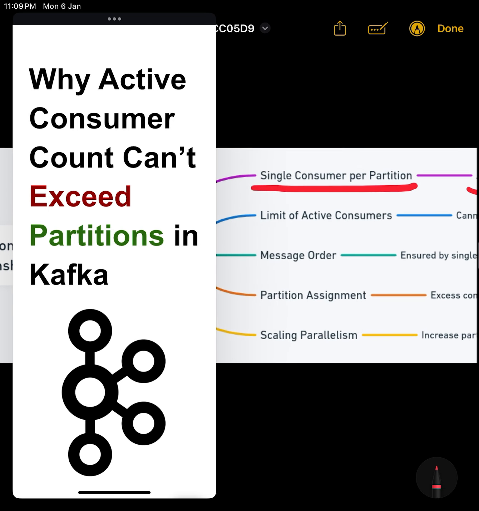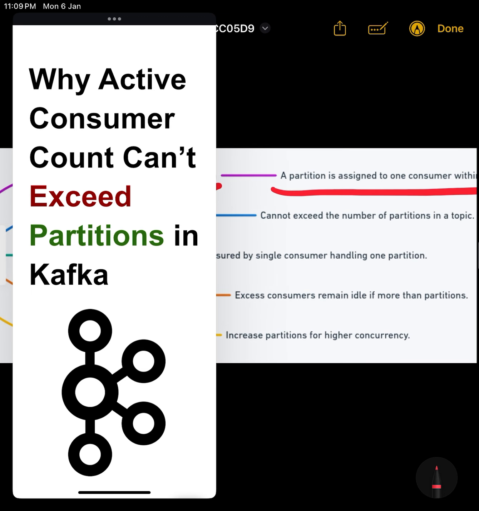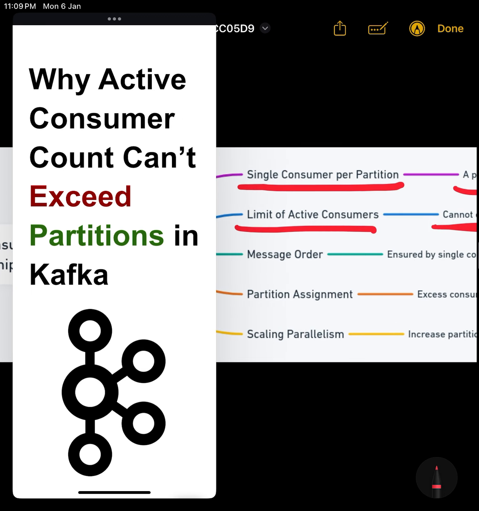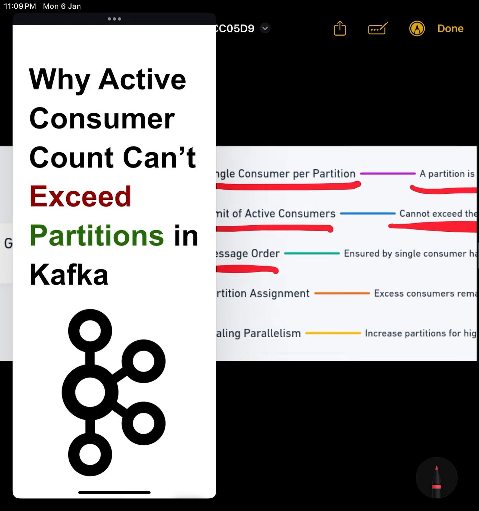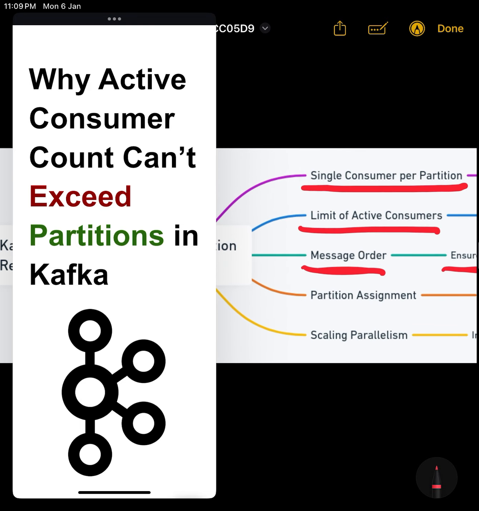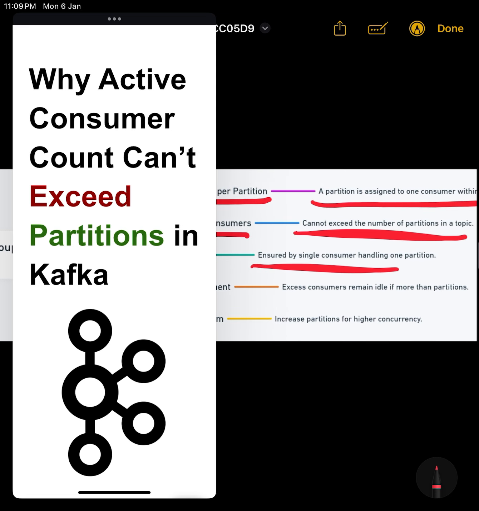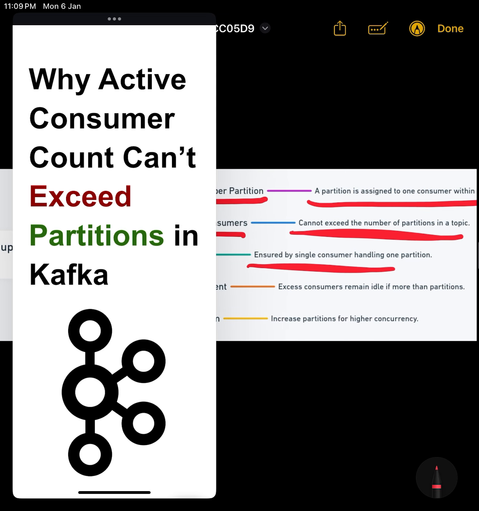2. Ensuring message order. Messages within a partition are consumed in the order they are written. Assigning a single partition to multiple consumers would break this order, as multiple consumers could process messages from the same partition concurrently. By limiting each partition to one consumer in a group, Kafka preserves the order of messages.